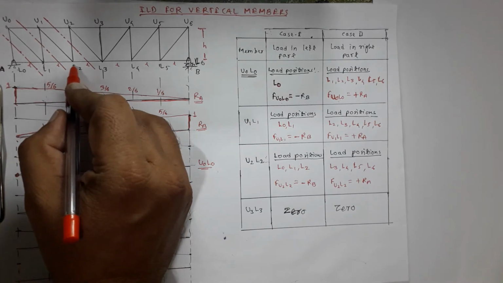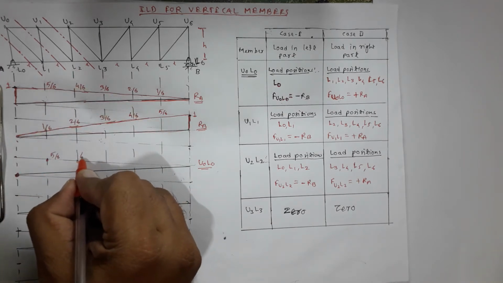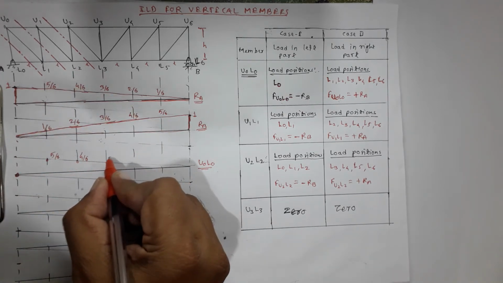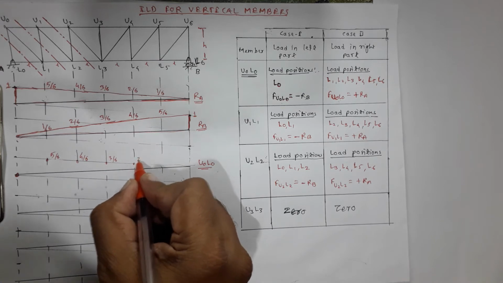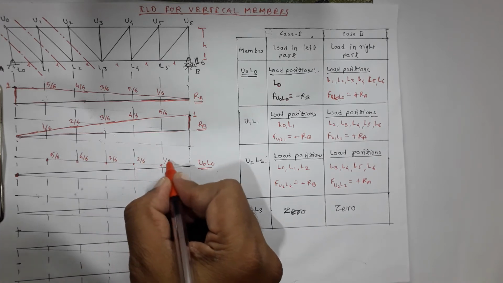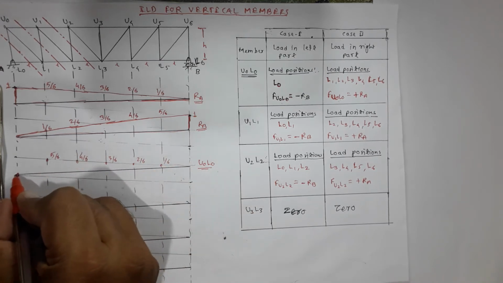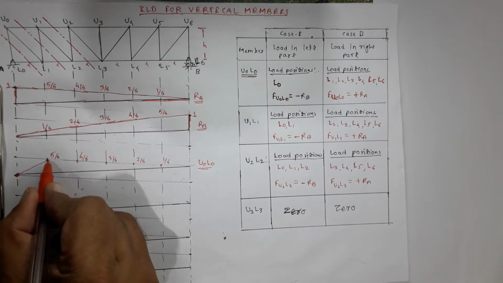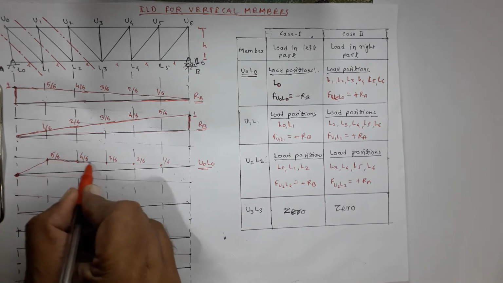When the load is over here, RA is 4 by 6. Then again 3 by 6. Then it is 2 by 6 and it is 1 by 6. And this is how the ILD for U0 L0 can be obtained.